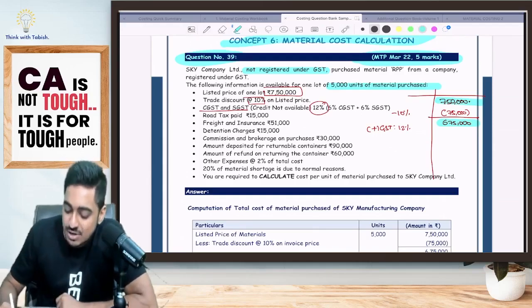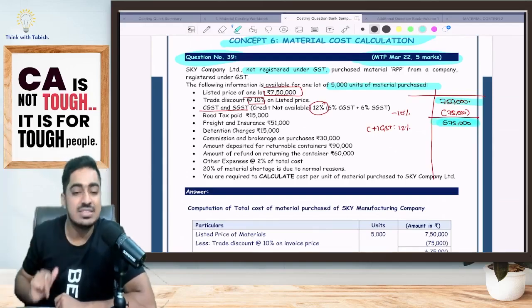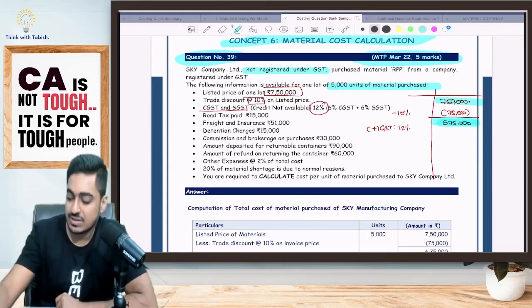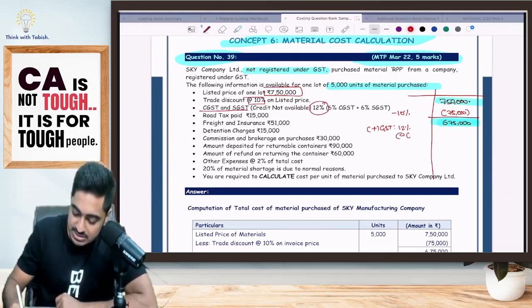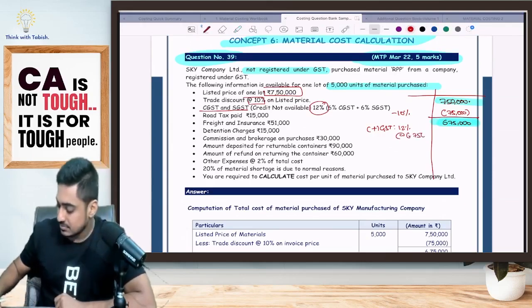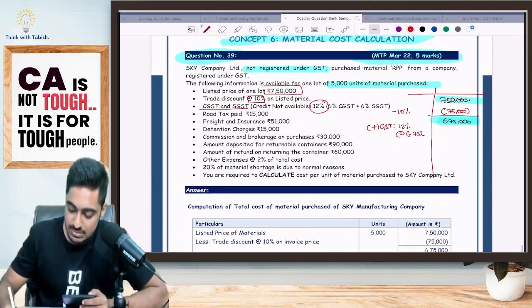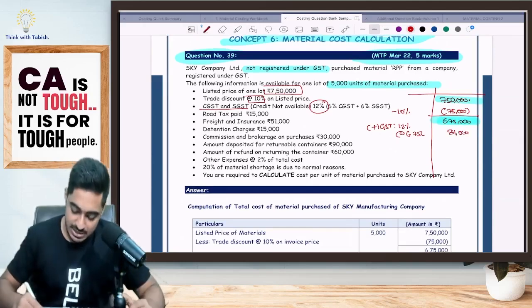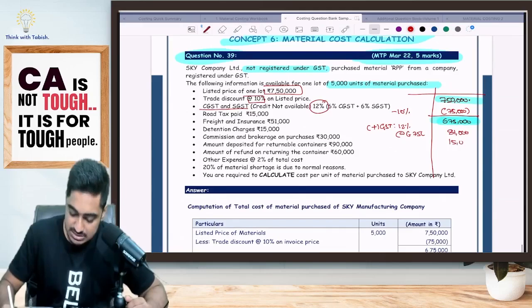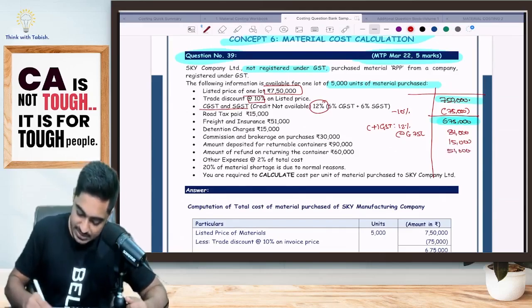Okay, yes, transaction value means actually how much you are paying for the goods. 7,50,000 is the MRP. I am paying 6,75,000 only now. So on 6,75,000 I will be putting 12%. 6,75,000 into 12% is 81,000. Okay, sir, perfect. Road tax I am paying how much? 15,000. Yes. Freight and insurance 51,000. Okay, that is also cost only.